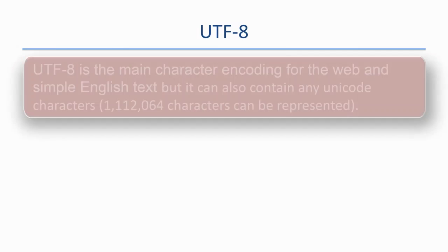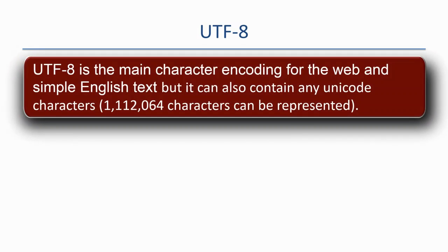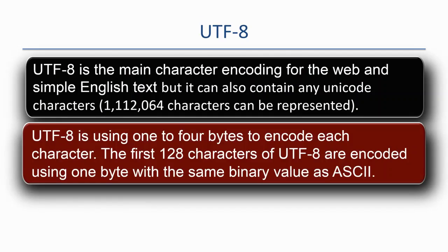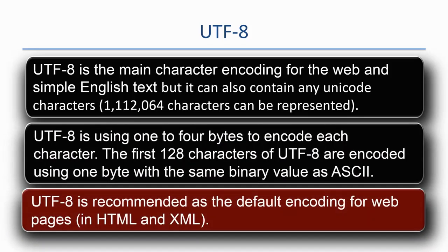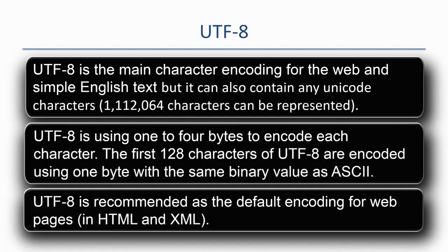UTF-8 is the main character encoding for the web and for simple English text. It can contain any Unicode characters, and more than 1 million characters can be represented by UTF-8. UTF-8 is using 1 to 4 bytes to encode each character. The first 128 characters of UTF-8 are encoded using 1 byte with the same binary value as ASCII. UTF-8 is recommended as the default encoding for web pages and in HTML and XML.